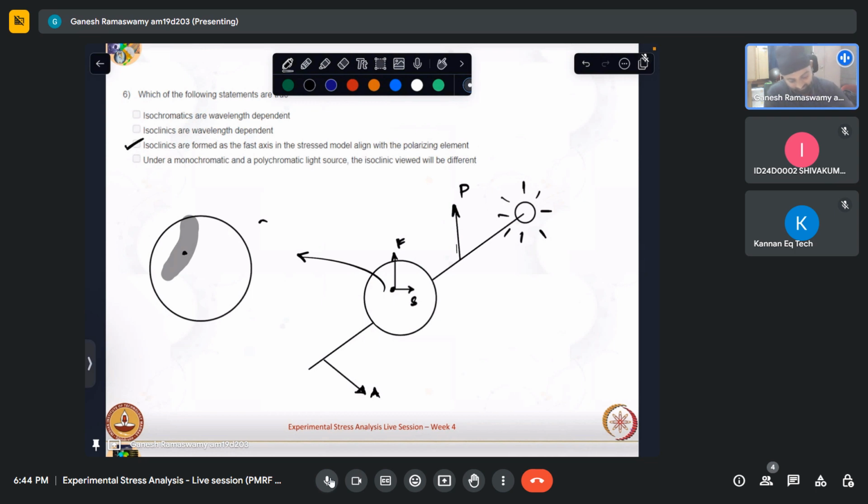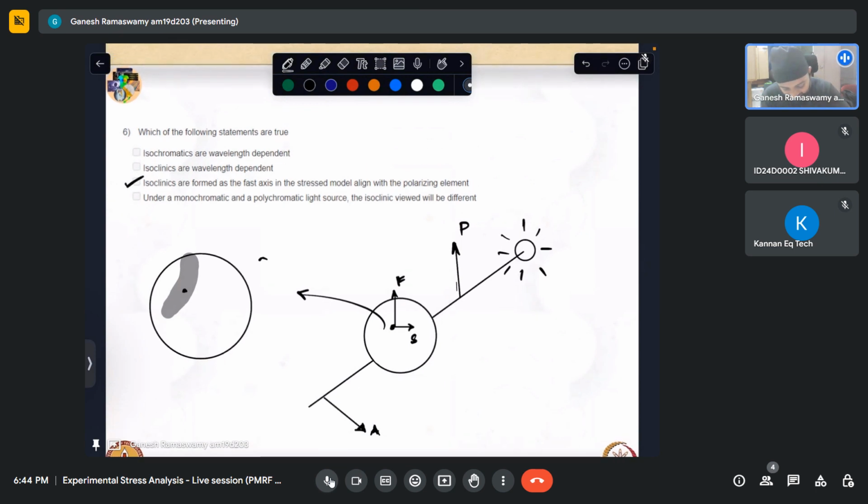So it doesn't matter whether fast is aligned or slow is aligned. Very well. So isoclinic is wavelength dependent. Isoclinic is formed because the light passes unaltered and gets cut because it is viewed through an analyzer. So isoclinic is not wavelength dependent. Isoclinic is formed because, as it is said in the next option, the fast or slow axis of the stressed model is aligned with the polarizing and analyzing elements. So that is why isoclinic is formed. So it is not wavelength dependent.